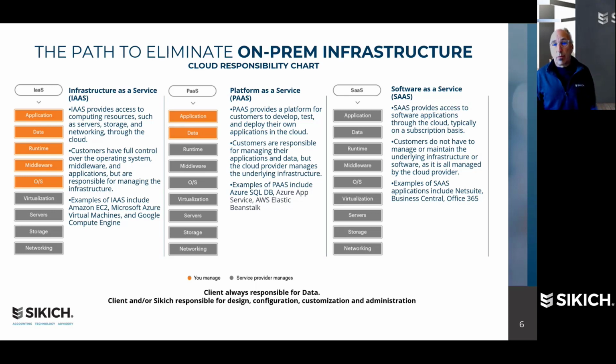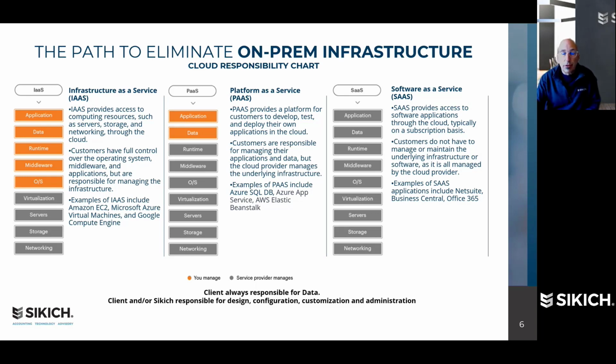Software as a service is what we all commonly know as cloud-based applications, and there's hundreds of these. This is where the provider builds and manages all components of the infrastructure and application. So something like Office 365, NetSuite, Business Central, QuickBooks Online. The only thing we would move in the case of software as a service would be the data.